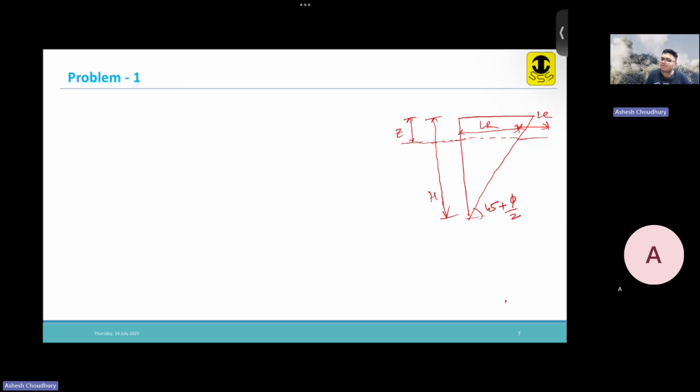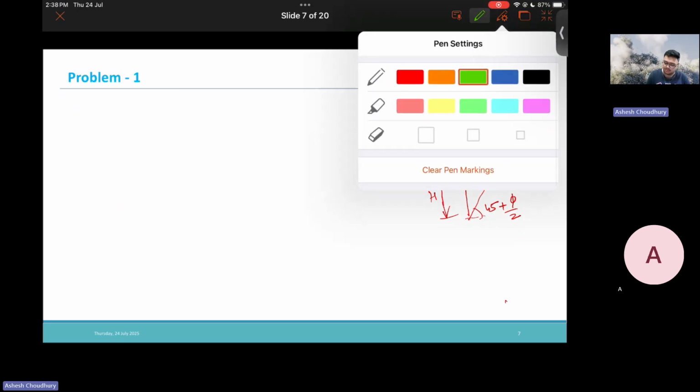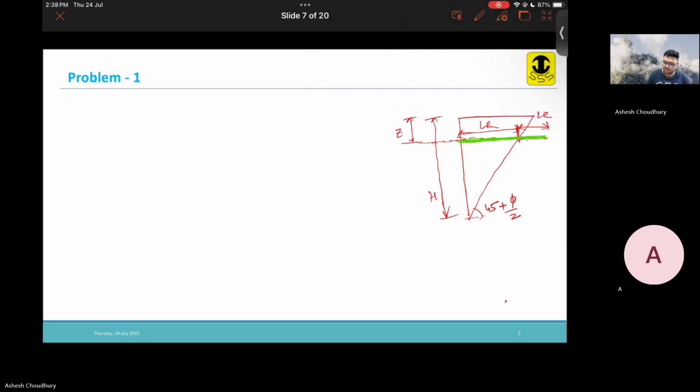For LE, I have to calculate the embedment length, and that calculation we already discussed in the previous class. If you recall, how to find out this embedment length, isn't it? So LR you can get from my geometry, and the embedment length I have to get from my calculation. So this total green part is my reinforcement. It has two components, LR and LE.